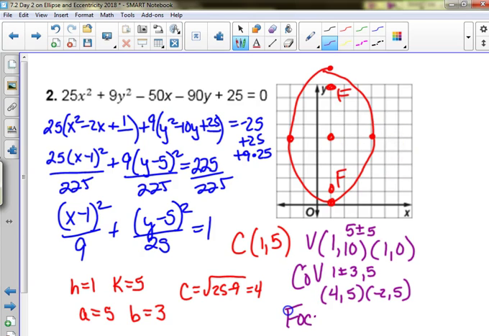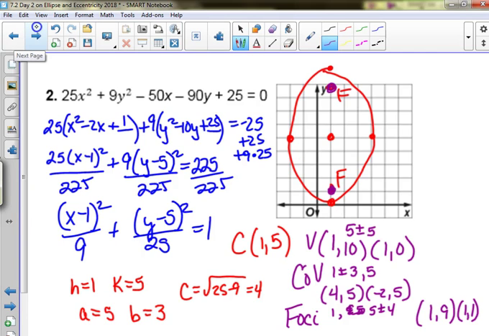That makes the foci are at H, comma, K plus or minus C, which is 5 plus or minus 4. So 1, 9, and 1, 1, which is where I put them here and here. So I graphed it conceptually, but then I used the recipe to find all those points and check that they were right on my graph. One way to do it as a double check.